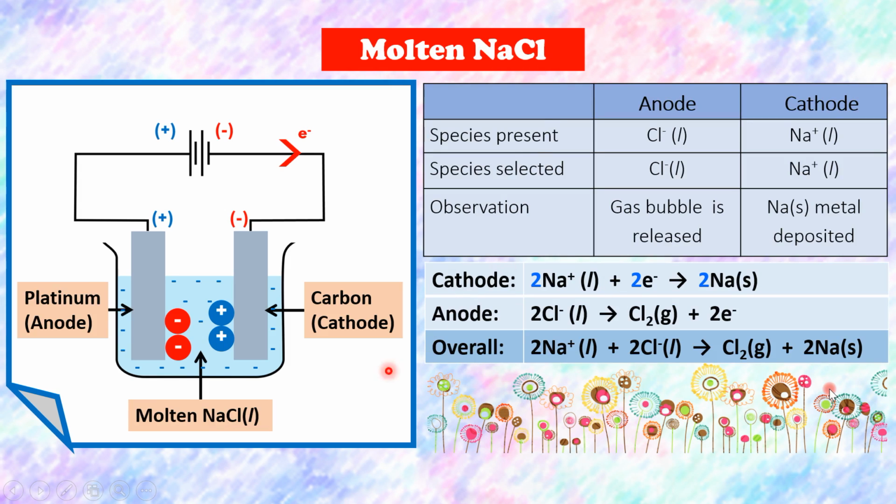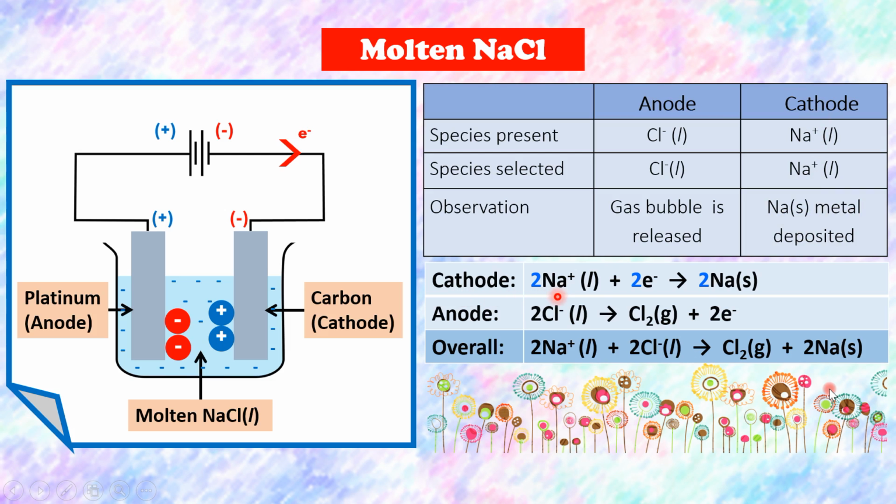Electrolysis of molten NaCl uses liquid NaCl as an electrolyte, platinum electrode as the anode, and carbon electrode as the cathode. There are two species present in the molten NaCl, that is liquid chloride ion and liquid sodium ion. Since the anode is the positive terminal, therefore liquid chloride ion is selected to be discharged at the anode. The cathode is the negative terminal, therefore liquid sodium ion is selected to be discharged at the cathode. We can see a bubble of gas released at the anode and sodium metal is deposited at the cathode.